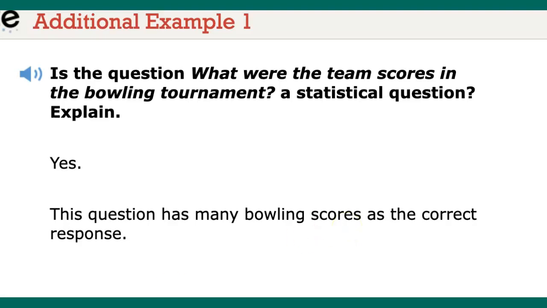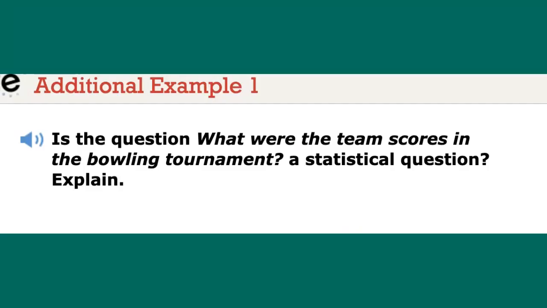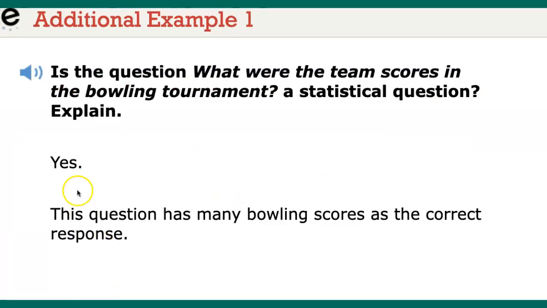Let's try another one. Alright, look at this one. Is the question, what were the team scores in the bowling tournament? Is that a statistical question? Let's see. So it says, yes, this question has many bowling scores as the correct answer. So every time they give you more than one possible answer, then that is a statistical question.